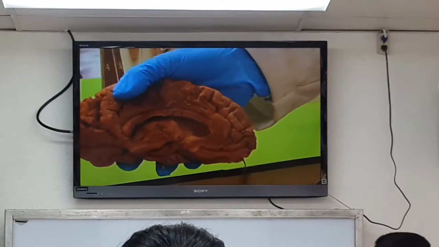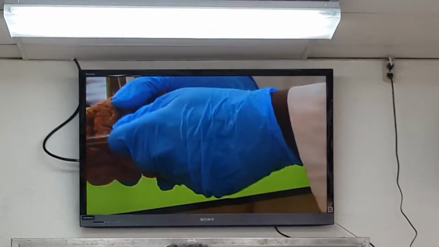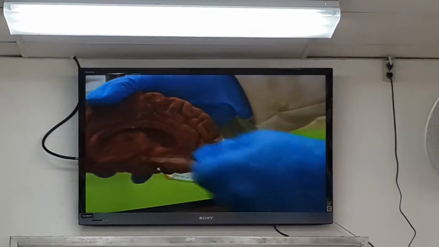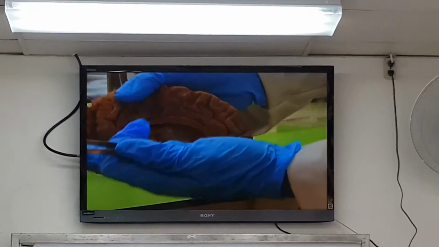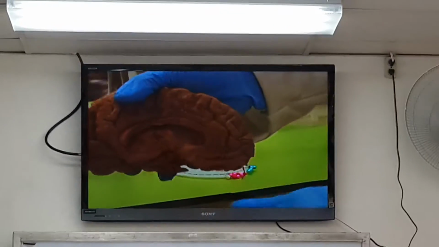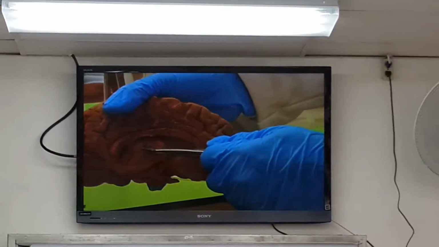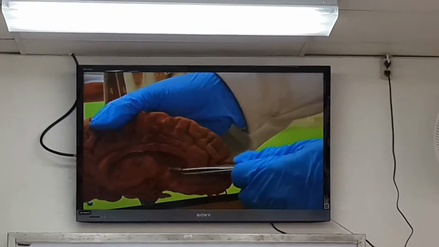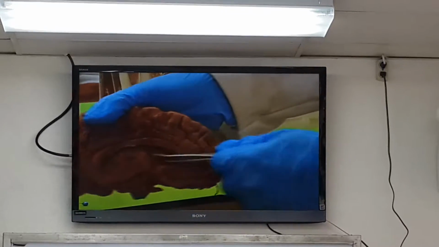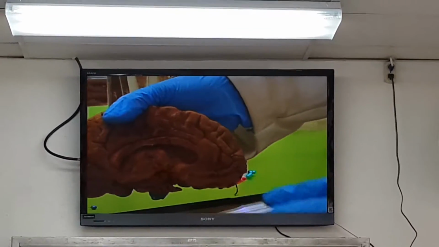Now we will take a section of the cerebrum, a horizontal section, cutting the cerebrum like this into upper and lower parts. The section will go through the splenium of the corpus callosum, the thalamus, and then the genu of the corpus callosum. Okay? If we cut like this, what can you see now?